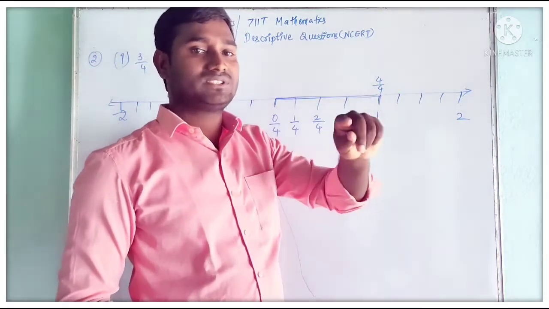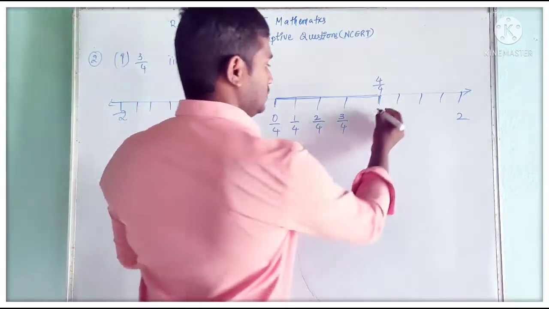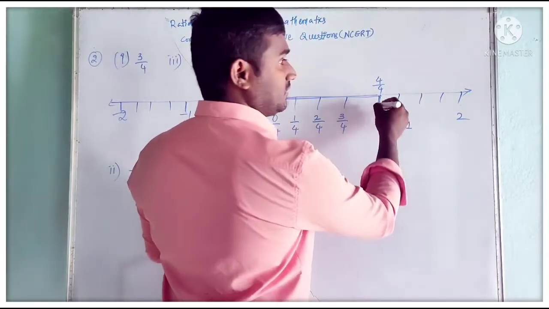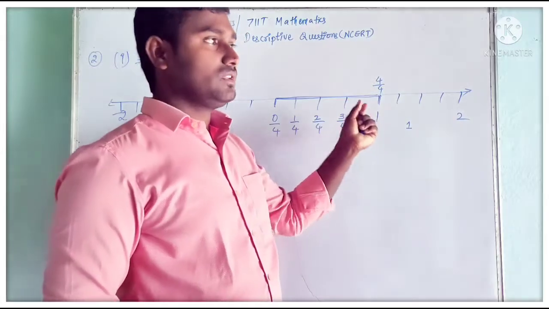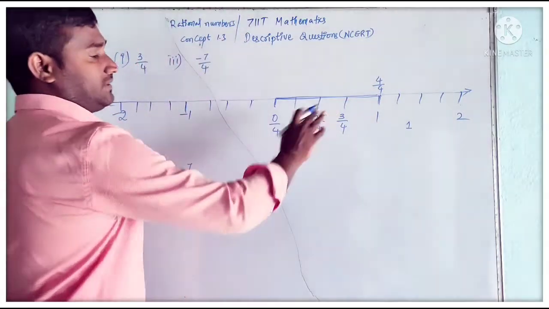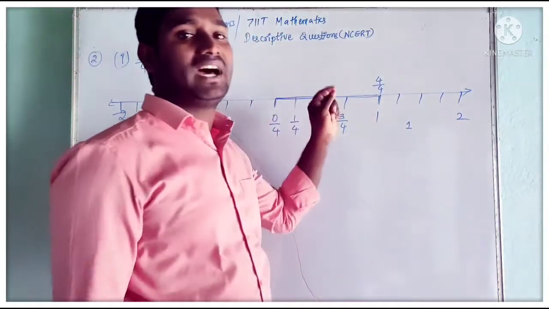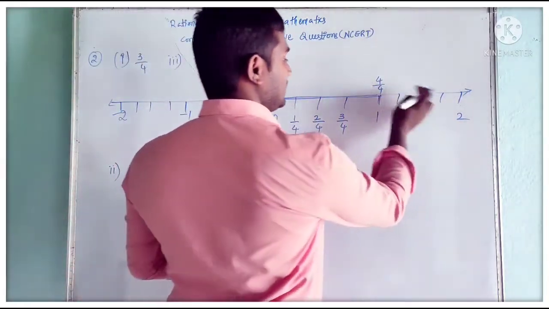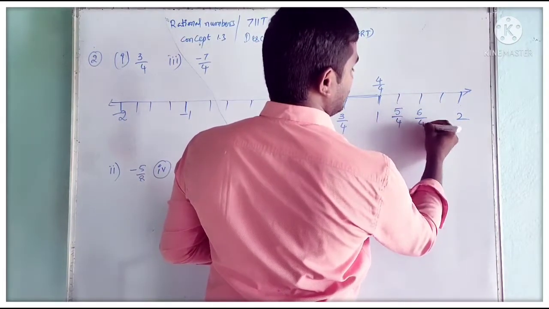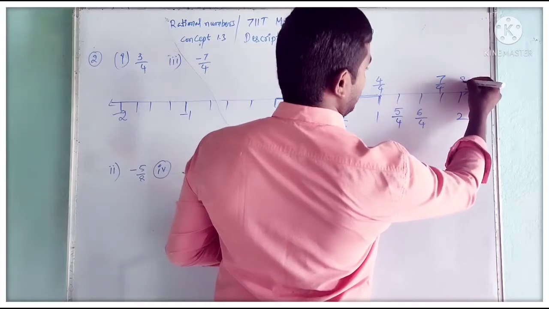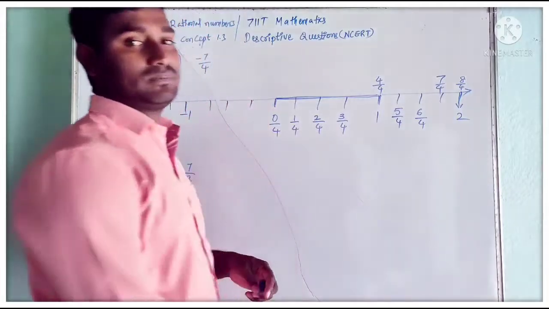The general mistake you make in the exam or in class work is that you represent 1 here and 4 by 4 there. These two values are the same number, so 4 by 4 and 1 should always be together. After that, next part we can write as 5 by 4, next 6 by 4, next 7 by 4, next 8 by 4. So 8 by 4 is equal to 2. This 2 and 8 by 4 must coincide.